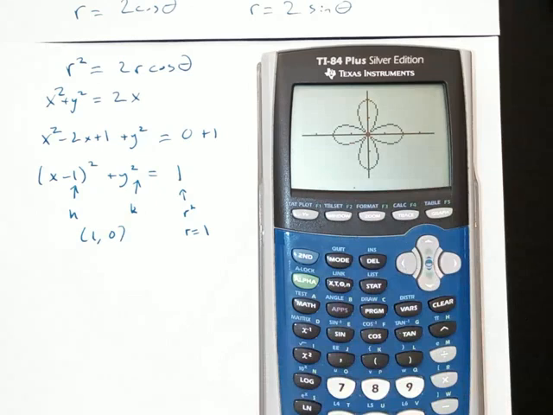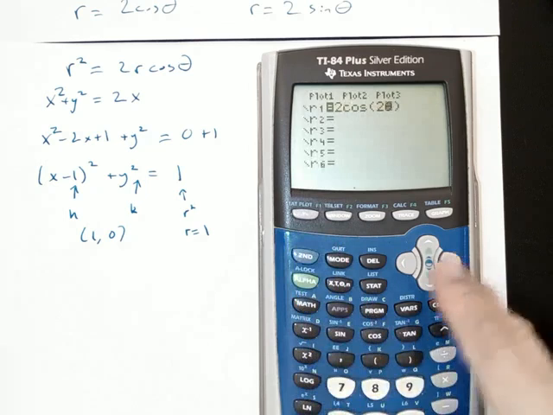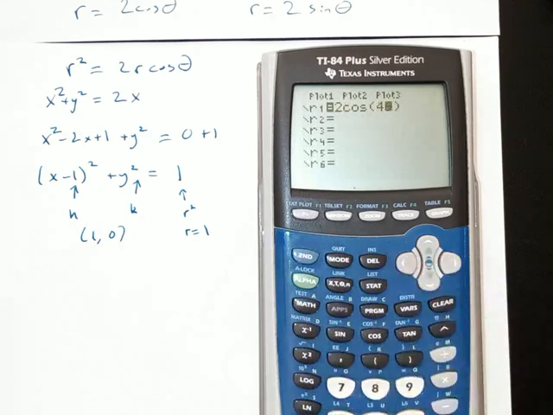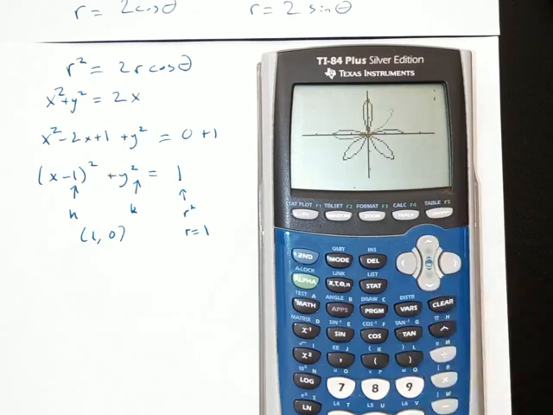Whoa, I don't get a circle at all. I get a propeller. Commonly referred to as a rose, a flower, 4 leaves. Wait a minute, put in 2 theta. I got 4 leaves. What if I do 4 theta? Well, then I end up with 8 leaves.